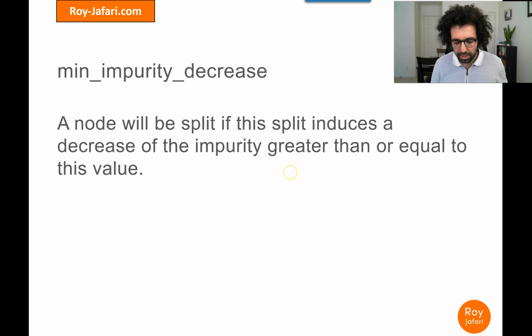The next hyperparameter is min impurity decrease. When you do the split, it's going to be accepted if it leads to an equal or larger impurity decrease. If your split leads to an impurity decrease that is smaller than this threshold, we basically don't do the split.